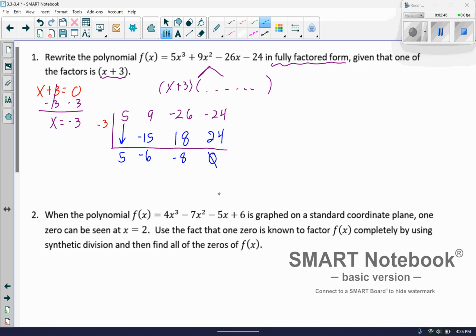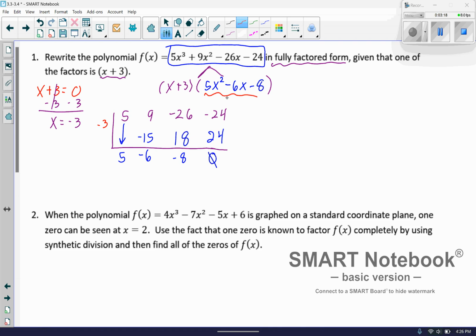Bingo. Now I found that missing piece that should go right here. Actually, I'll go ahead and fill it in. You reduce everything by a power of 1. So instead of 5x cubed, this is going to be 5x squared, then minus 6x, and then minus 8. That's equivalent to what I have up here. Now, I'm not done yet because it does say fully factored form. So I want to see if I can break this one down now.